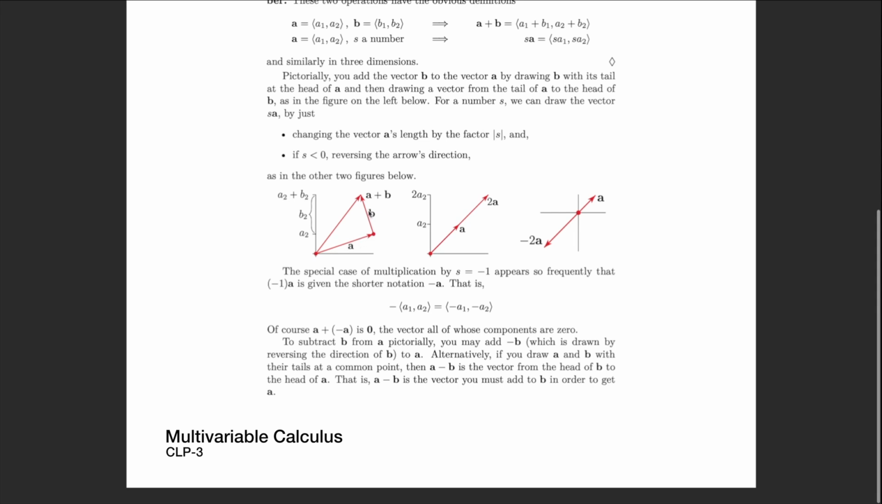If we have a vector a and the vector b, this is the vector a plus b. If we have a vector a, 2 times a would have a length twice as long as a, but in the same direction. But for example, negative 2a would have a length twice as long as a, but in the opposite direction because we have a negative sign.